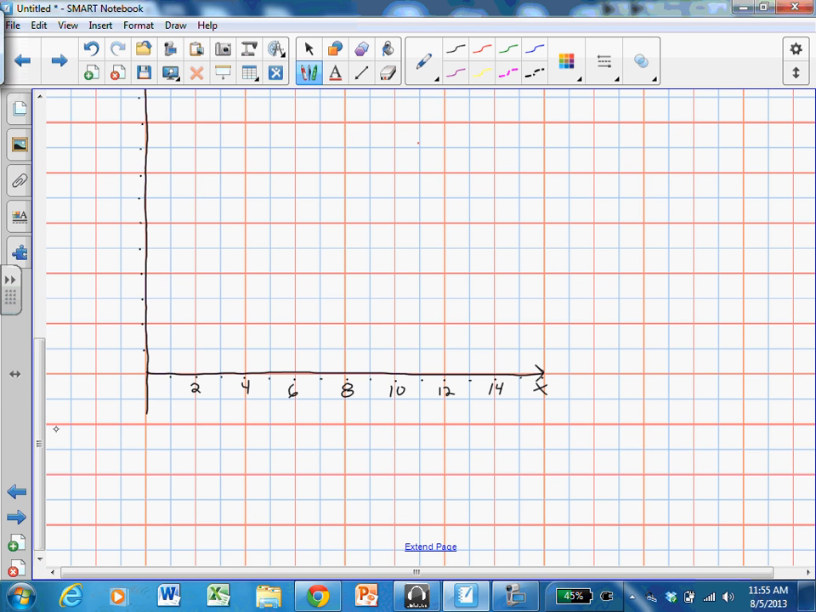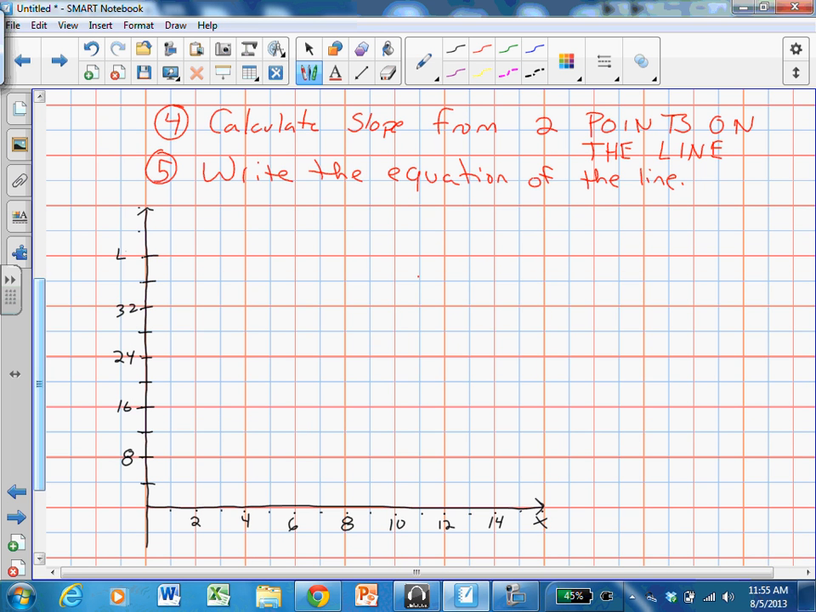So 4, 8, 12, 16, 20, 24, 28, 32, 36, 40, 44, 48, and that should get all our data in. And now I'm ready to do step number 2, which is plot the points carefully.